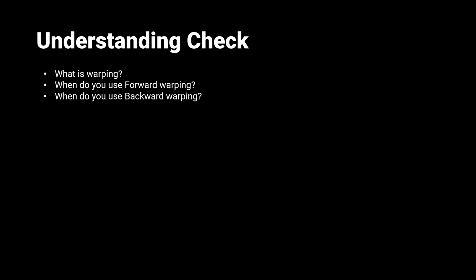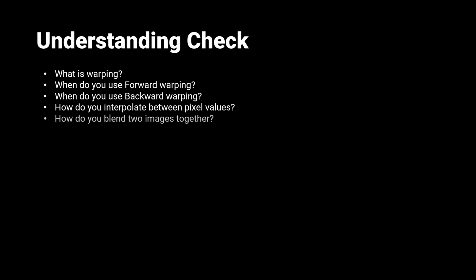So just to recap, what is warping? When do you use forward warping? When do you use backward warping? How do you interpolate between the pixel values? How do you blend two images together? I hope the blending has been a wonderful experience for you, and you can really do nice little warping and blending for your images, where you can use this to stitch panoramas together and so on.